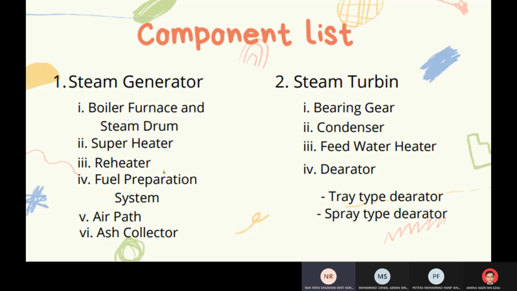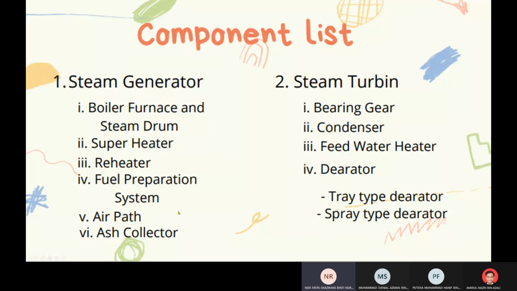Then the fuel preparation system. Thermal power plants use natural gas, fuel oil, or coal as the fuel. Coal from the storage is crushed into small particles. This coal is conveyed on the belt and fed to the coal feed hopper.